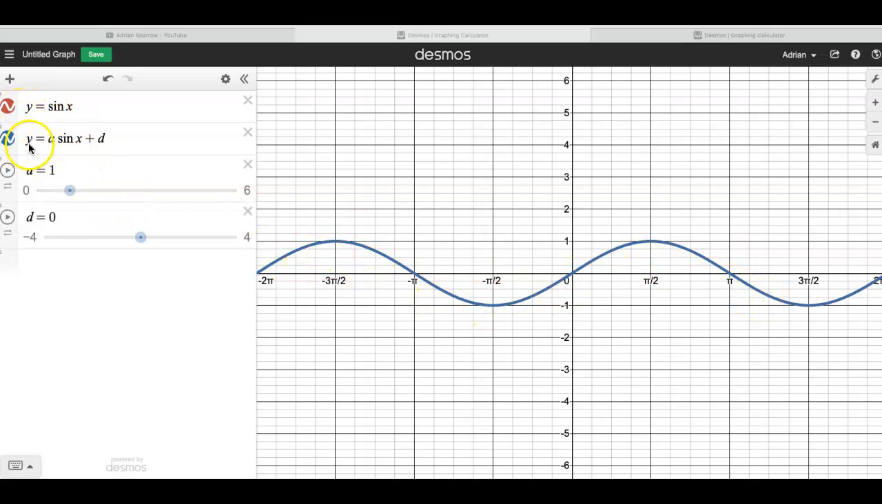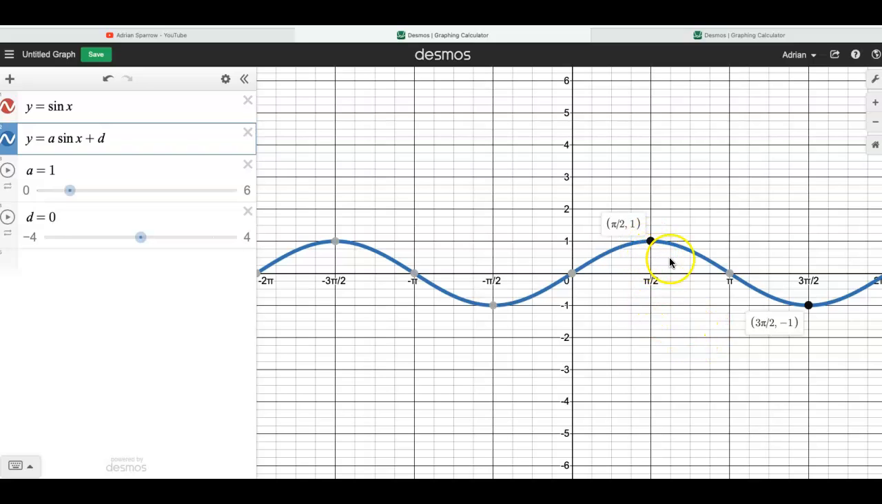I've got a red one hidden underneath this blue one, and that's the normal sine graph, and the blue one is a sine x plus d. I'm going to play around with this a and work out what's happening to the amplitude. At the moment, the highest point, and we're looking at the y numbers here, is 1, and the lowest point is -1. The difference between those two is 2. I am saying that the amplitude is 1.